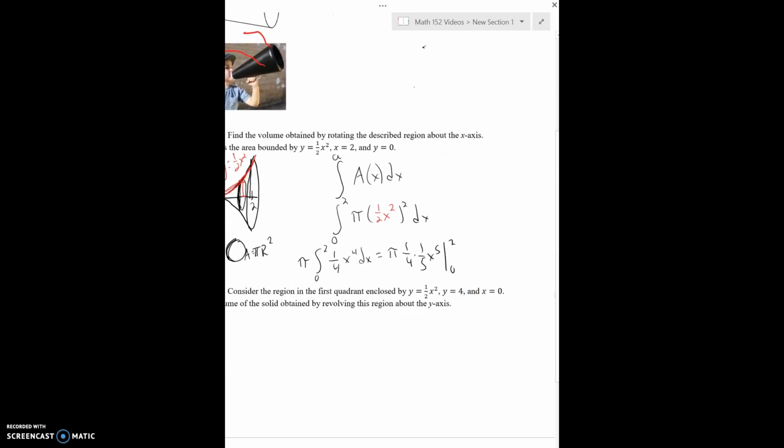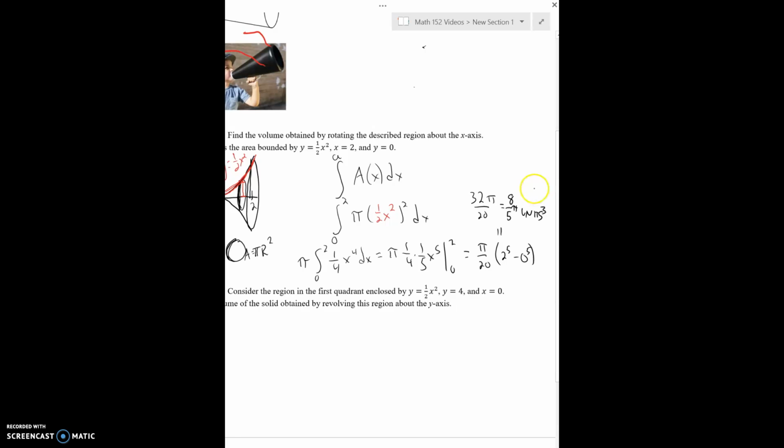Running out of a little bit of room here, but look at that. I can move everything. That's pi over 20 if I multiply that times 2 to the 5th minus 0 to the 5th. And if I look at that, that is what? Let's go up here. That'd be 32 pi over 20. Which, if we reduce it, we could divide by 4 and make that 8 over 5 pi. And that is going to be in units, what?